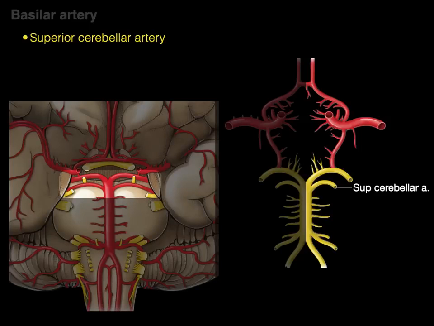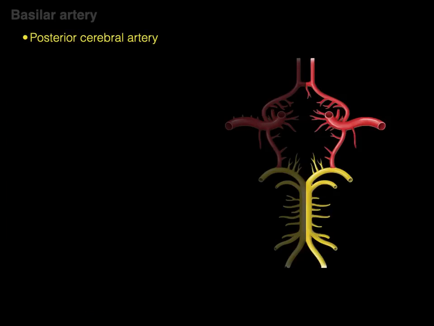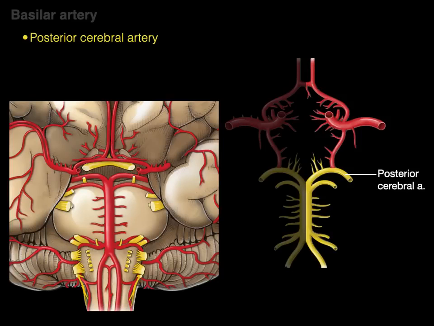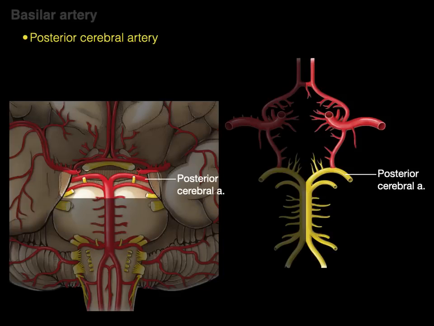And there we have the superior cerebellar arteries also shown in this view. Then the very end of the basilar artery is showing the posterior cerebral artery. And the posterior cerebral artery is right there, and it supplies the back of the cerebrum.